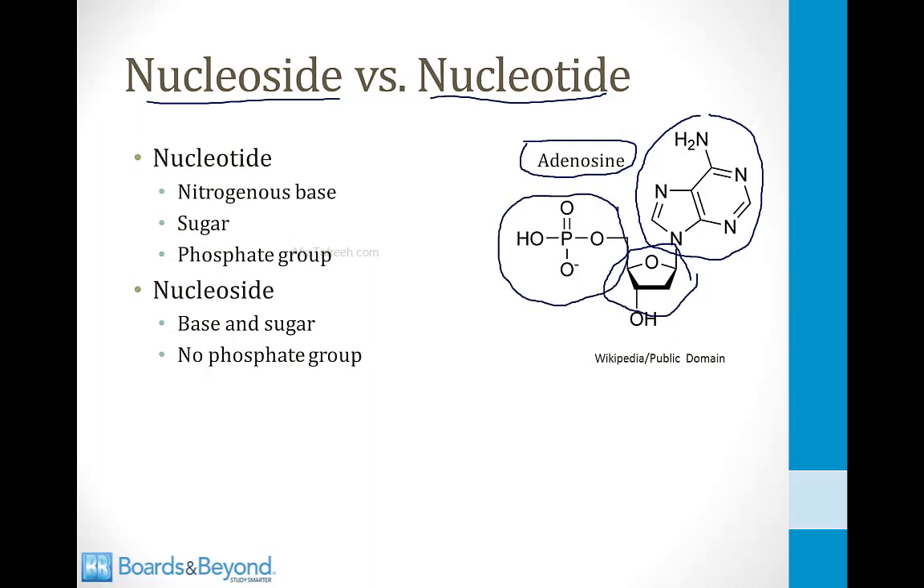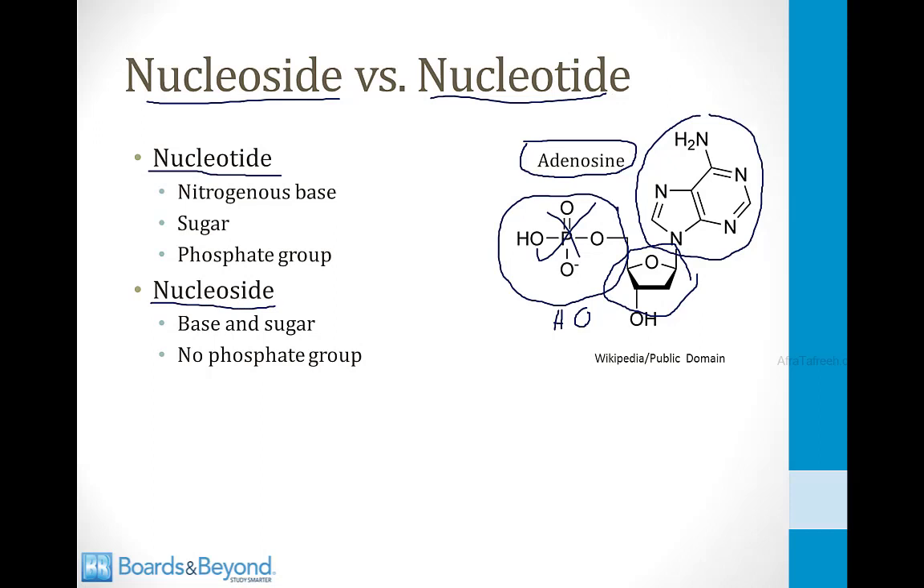So when all 3 elements are present, the base, the ribose sugar, and the phosphate group, we call that a nucleotide. When it is only the base and the sugar and the phosphate group is missing, and instead there is just a simple hydroxyl group attached here, in that case we call it a nucleoside. And most of the drugs I've been talking about up to this point are nucleoside reverse transcriptase inhibitors.